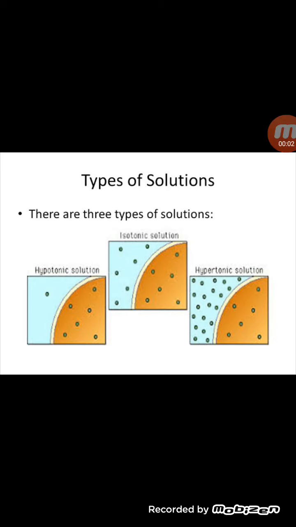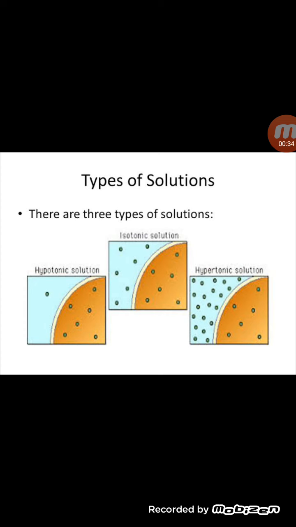Now, let us understand about the types of solution from the diagrams. In case of hypotonic solution, you can see that the amount of solvent is more outside the cell, while the solute concentration is less outside the cell, which means that inside the cell the solute concentration is more, while outside the cell the solute concentration is less.